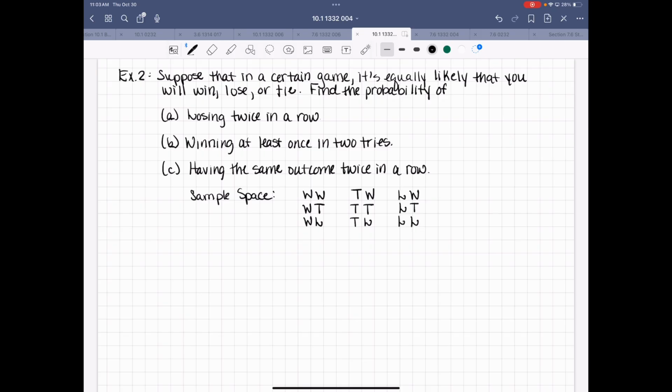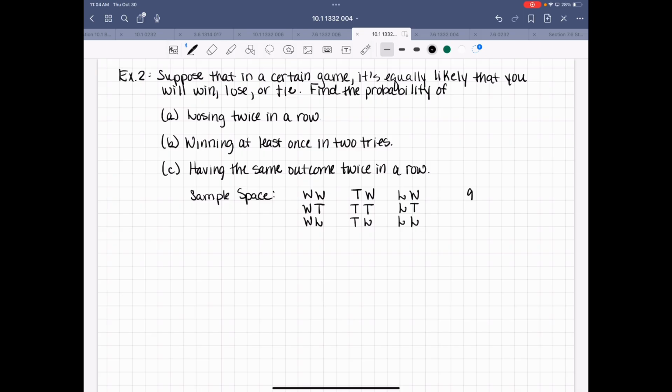Okay? How many possible things can happen there? How could it go for me? How many possible scenarios could happen for me? 9. That sample space has 9 different events that could occur, is what that's saying.